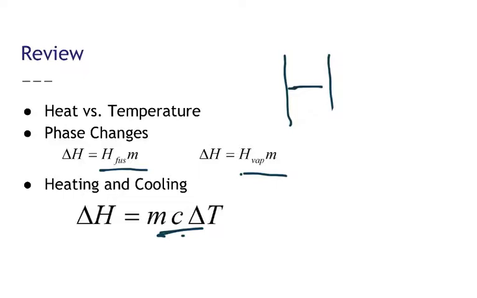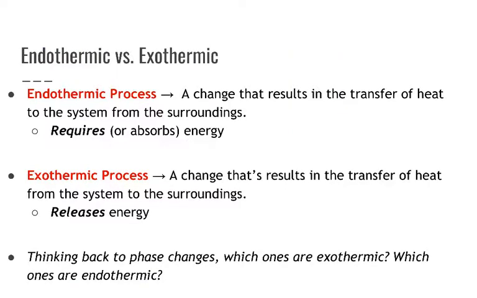So today, we're going to talk about the difference between exothermic and endothermic reactions and how to interpret potential energy diagrams. Endothermic reactions occur when there's a transfer of heat to the system. So the reaction is absorbing energy, okay? Whereas in an exothermic reaction, think exo, exit, it's a change that's transferring heat out of the system. So the reaction is releasing energy. Thinking back to what we know about phase changes, which ones do you think would be exothermic and which would be endothermic? Now would be a great time to hit pause and make a prediction.